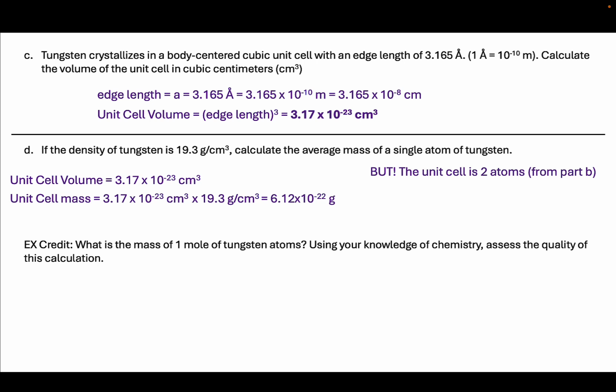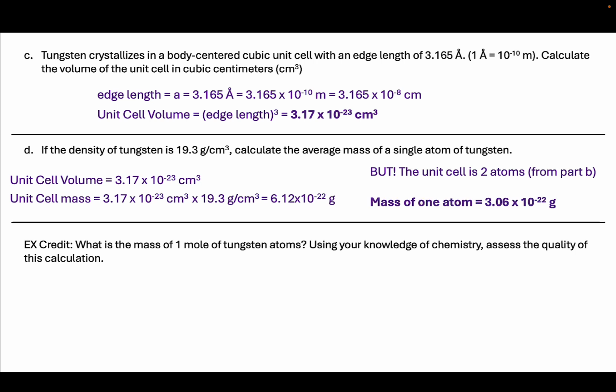While we've gotten the mass of the unit cell, if we want the mass of just a single tungsten, well, this is the mass of 2 tungstens. It's 1 unit cell. So we need to divide that in half, and we get the mass of a single tungsten atom to be 3.06 times 10 to the negative 22 grams.